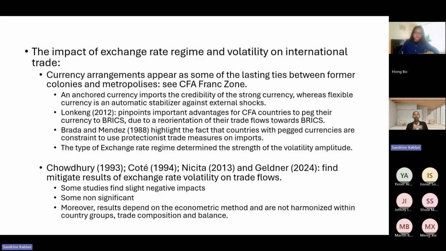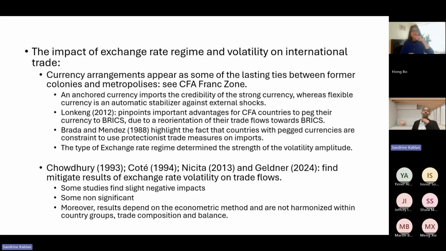And again, the final thing I would like to say about this part of the literature is that the type of exchange rate regime determines the strength of the volatility amplitude. Because when you peg your currency to one currency, it's a fixed exchange rate, but it means that it's not really a fixed exchange rate with other currencies. So there is an impact of pegging on the flexibility of your currency with other currencies.